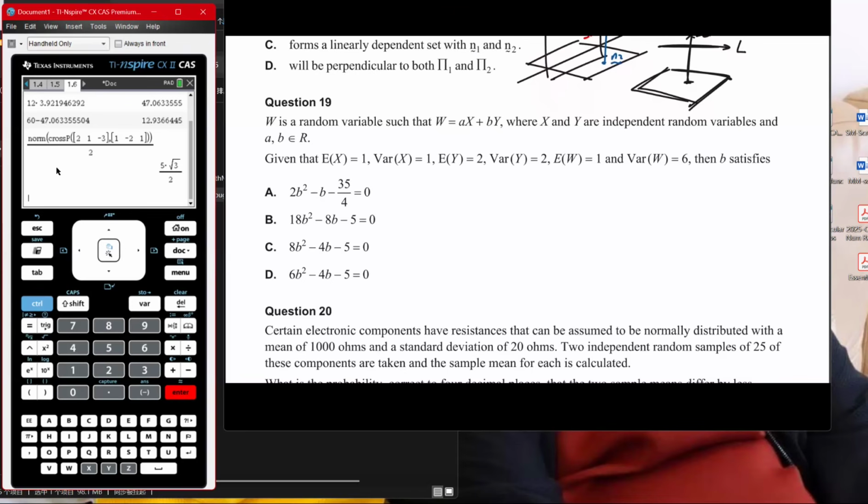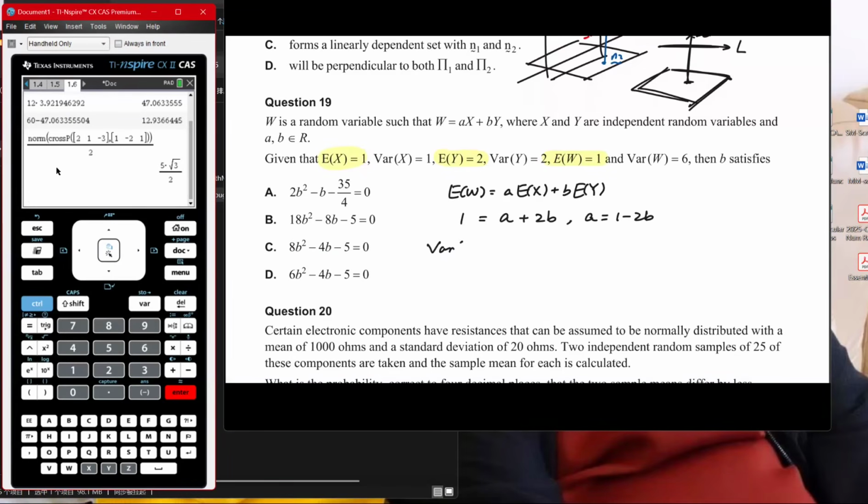Question 19. W is a random variable such that W equals AX plus BY. X and Y are independent random variables and A, B are real numbers. Expected value X is 1, expected value Y is 2, expected value W is 1. So I have expected value W equals A times expected value X plus B times expected value Y. So EW is 1 and EX is 1, so 1 equals A times 1 plus 2B. Therefore, I can get A equals 1 minus 2B.